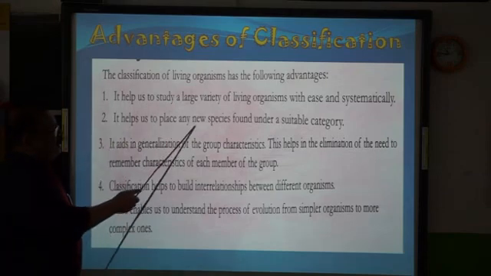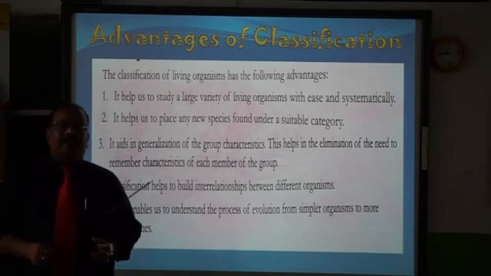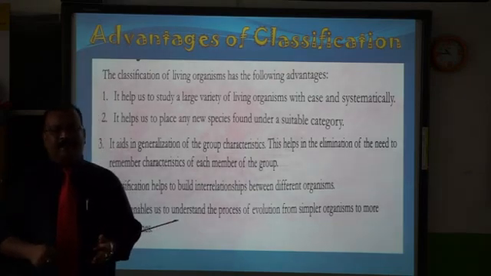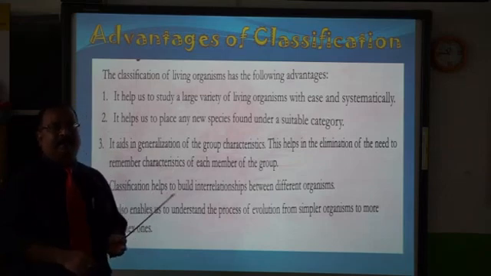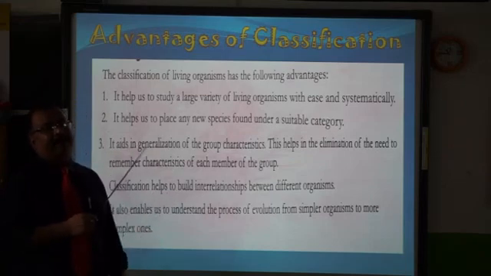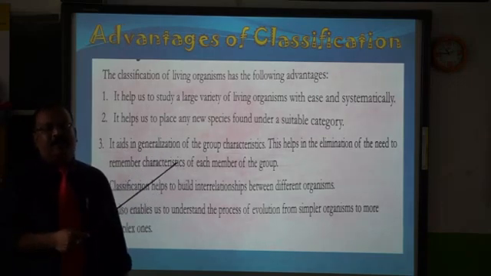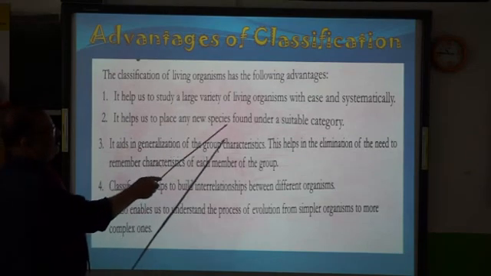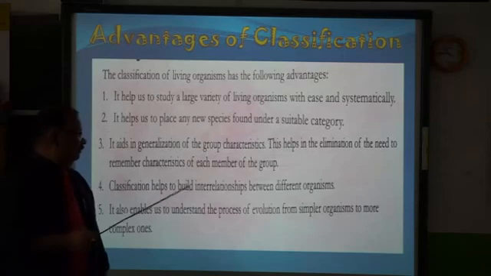It helps us to place any new species found under a suitable category. We don't even know all the organisms on this earth. So if any scientist discovers a new species of anything, then where to keep it? That can be kept in a group if classification is already done. If there is no classification, so no groups, it will be difficult for us to know where to keep it. Okay? So any new species can be kept in a suitable category depending on the characteristics it has.